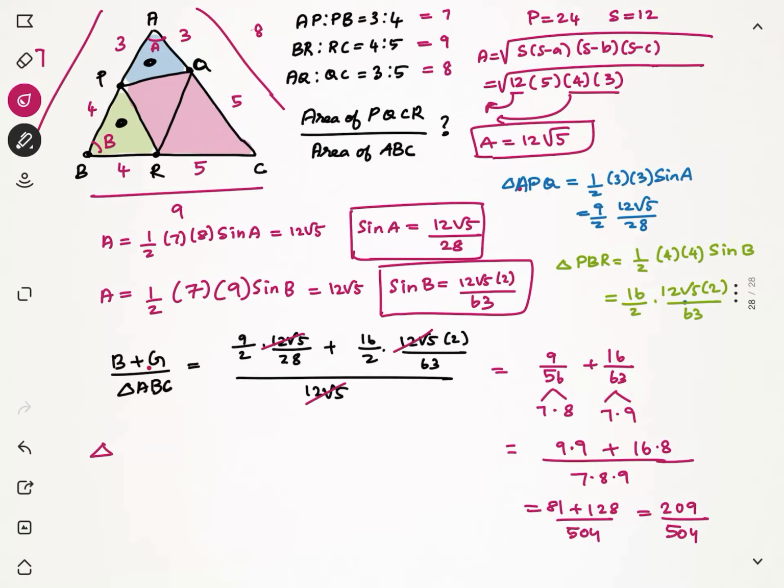So what is the ratio of PQCR by ABC? That is given by 1 minus this ratio, which we can find as 295 by 504. This is the required ratio that we are looking for.